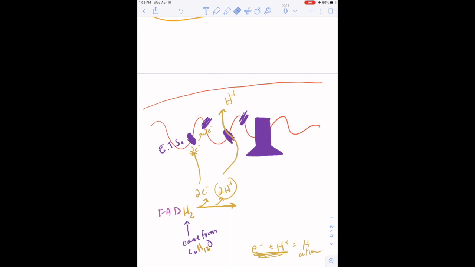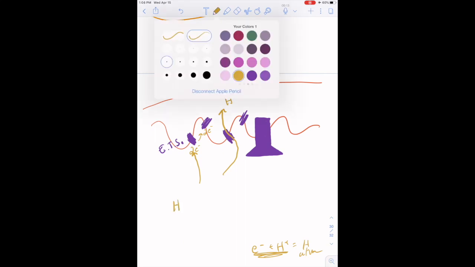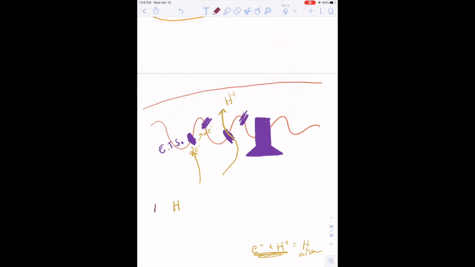NAD will do the same thing, only NADH. I'll draw the H first because I'm already on yellow. NADH goes back to being NAD plus, and then it gives up this hydrogen atom, but 2 electrons actually go with it in this case, and 1 hydrogen ion, which is a proton. Remember, this thing is called a proton. This is just all review. This is all stuff we saw last time.